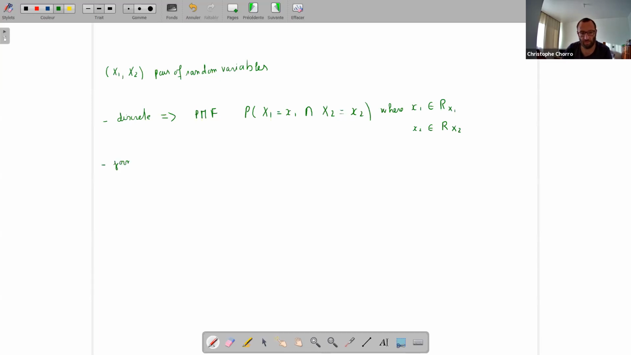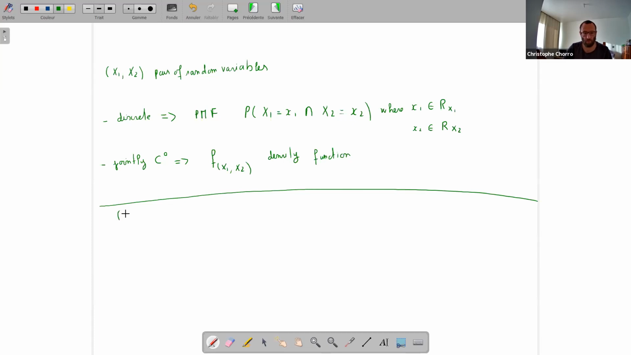So we have seen together a second type of situation, that is the case where they are jointly continuous, okay? And when they are jointly continuous, it means that we have a density function for the pair that allows me to describe the distribution of this random vector in the case where they are jointly continuous.